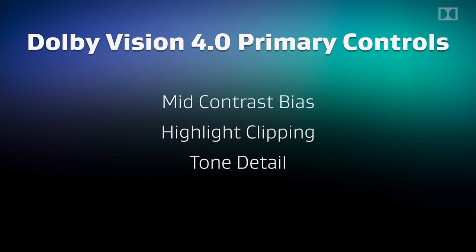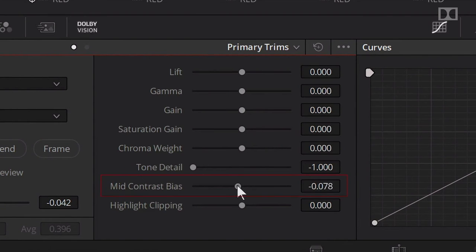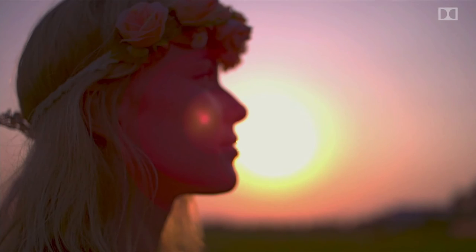Next, let's look at additional controls that are only available in Dolby Vision 4.0. We'll start with the mid-contrast bias, which adjusts the overall contrast of the image, allowing you to add or remove contrast while keeping the white and black points the same. So for example, on this shot, I was going for a softer look. So I'm going to just back off the mid-contrast bias a bit to take out a bit of contrast.